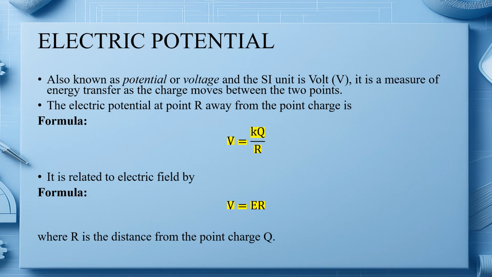Electric potential is also known as potential or voltage, and the SI unit for the voltage is volts. It is a measure of energy transfer as the charge moves between 2 points. The electric potential at point R away from the point charge is V is equal to KQ over R. So it is related to electric field by V is equal to the electric field times the point R, where R is the distance from the point charge Q.